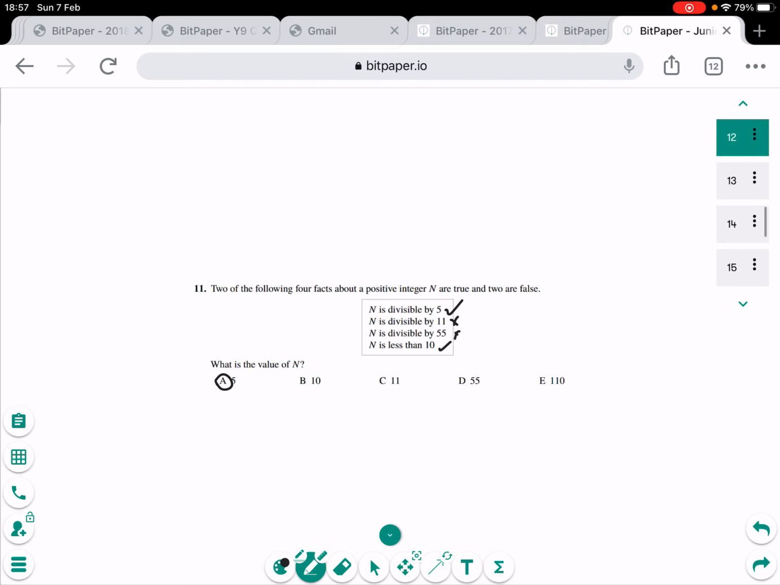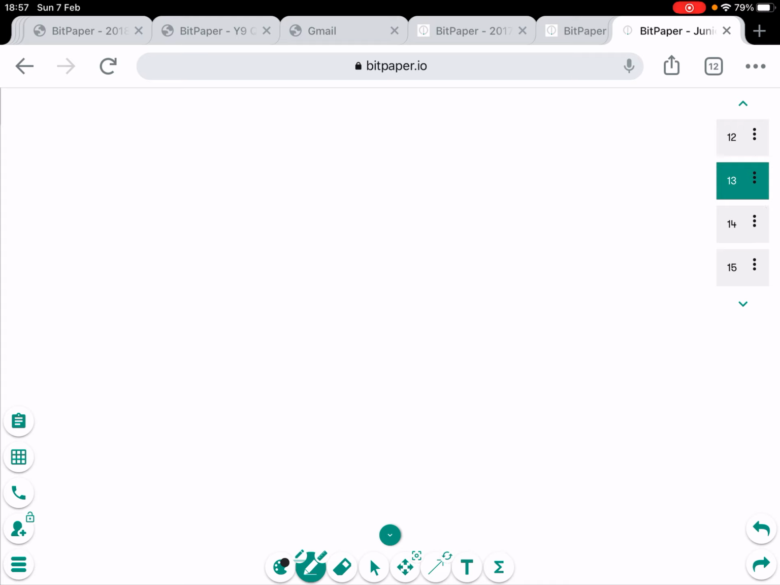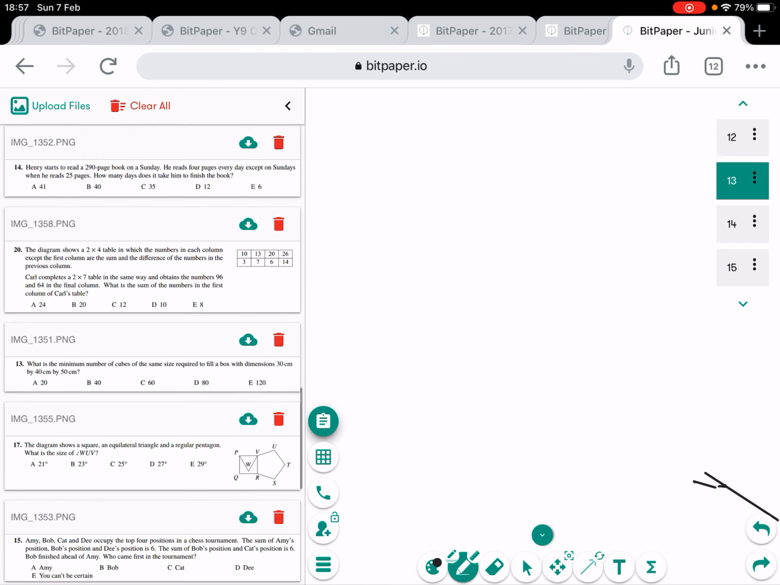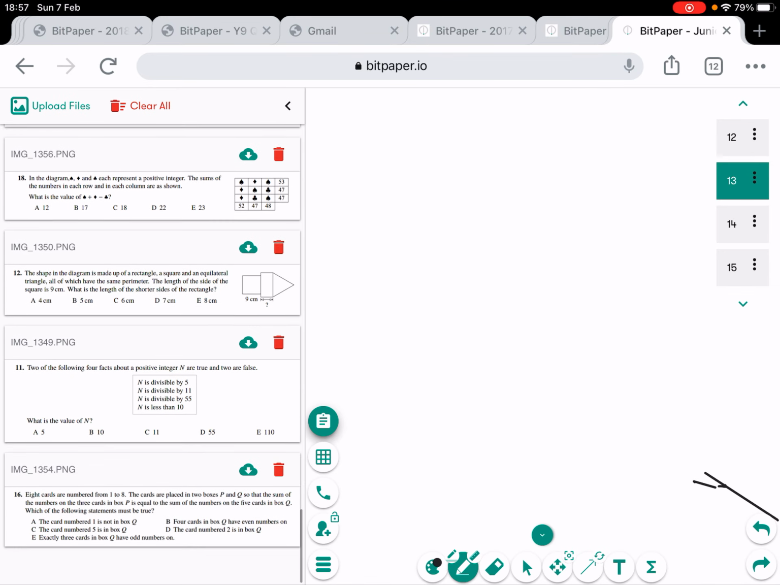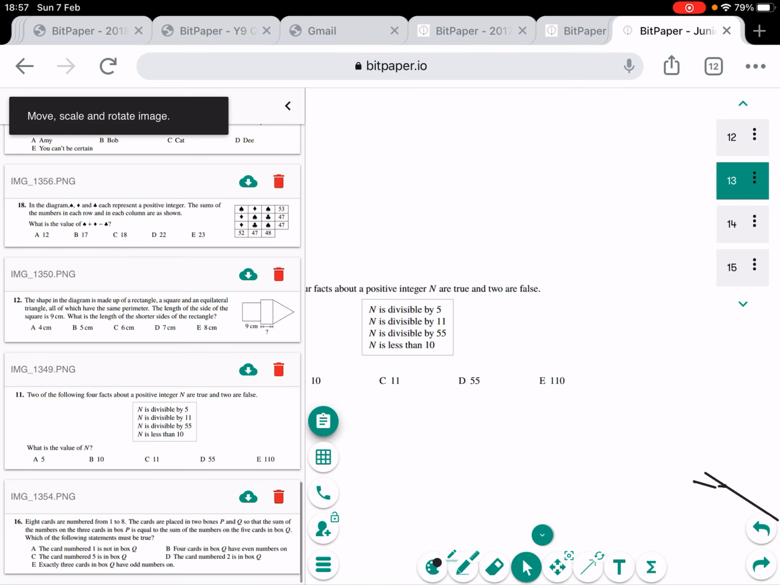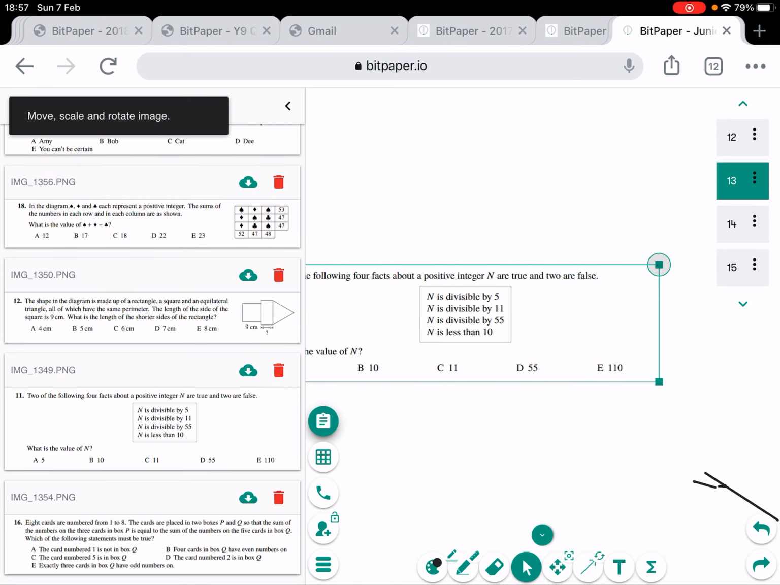Wait, something strange happened over there. Wait, let me just... This is going totally wrong. Wait, let me reload that. No, question 12.